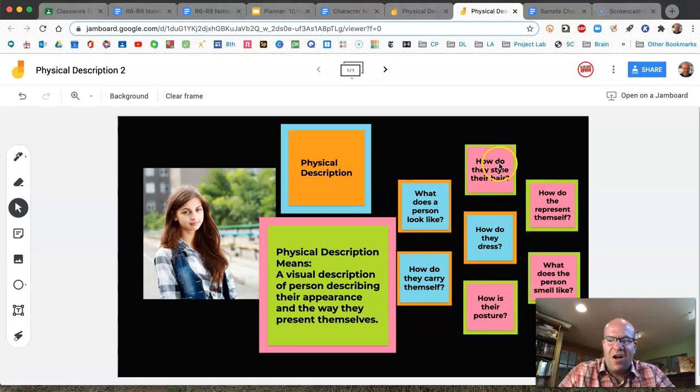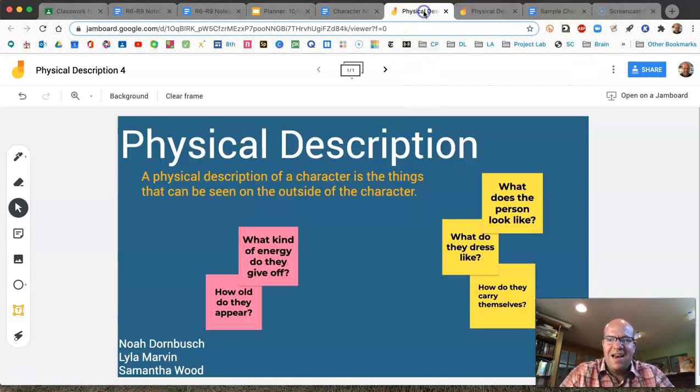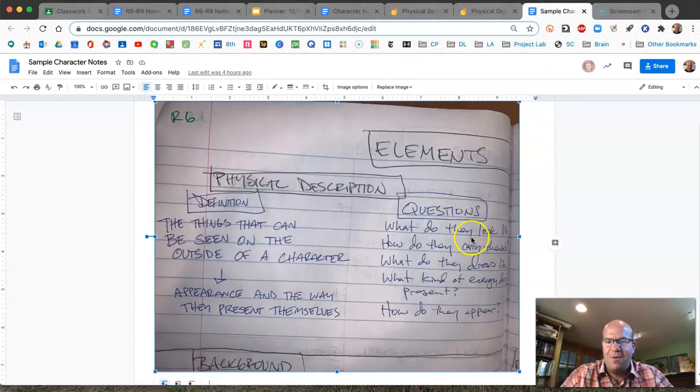So when I looked at all of these, and I looked at these 2, I thought, okay, I want to write down 5 of these. And I chose the 3 common ones. So what do they look like? How do they carry themselves? And what do they dress like? And then there were 2 others. What kind of energy do they represent? And how do they appear? Those are others that when I looked at them, I felt like, okay, this is something that makes sense to me.